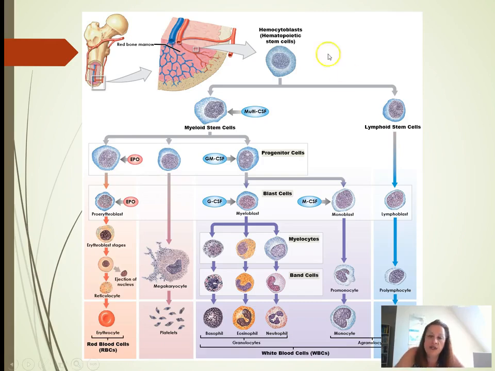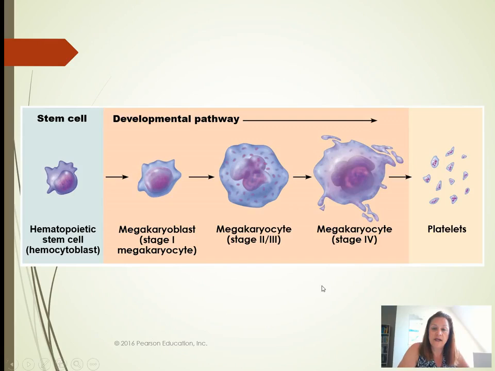We're going to differentiate this myeloid stem cell, the lymphoid stem cell, into the various cell types at the bottom. A lymphoid stem cell is going to give rise to a lymphocyte, and basically the progenitor cell, or the myeloid stem cell's offspring, is going to give rise to the other 4 types of leukocytes.